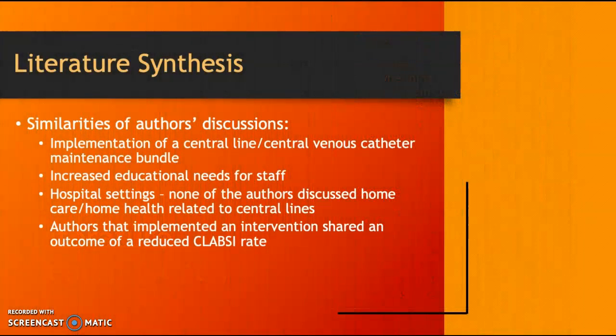Next up is a literature synthesis, so comparing and contrasting the articles that were used. So similarities of the authors' discussions were implementation of a central line or central venous catheter maintenance bundle. Almost every single author agreed that there needed to be increased educational needs for staff. Each author performed research in a hospital setting. None of the authors discussed home care or home health related to central lines. And then the authors that did implement an intervention did share an outcome of a reduced CLABSI rate.